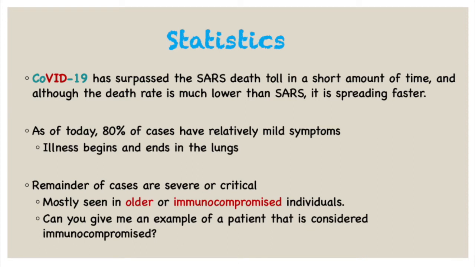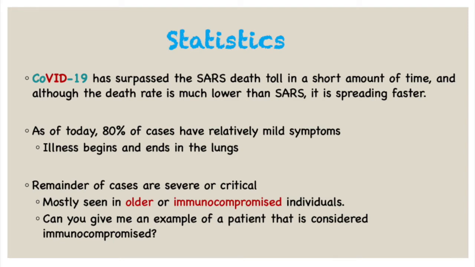COVID-19 has surpassed the SARS death toll in a short amount of time, and although the death rate is much lower than SARS, it is spreading very fast. As of today, March 5, 2020, 80% of the cases have relatively mild symptoms because the illness begins and ends in the lungs. The remainder cases are severe or critical, mostly seen in older or immunocompromised individuals.